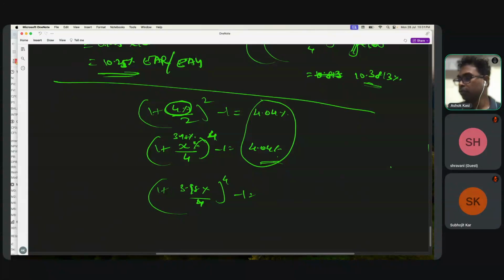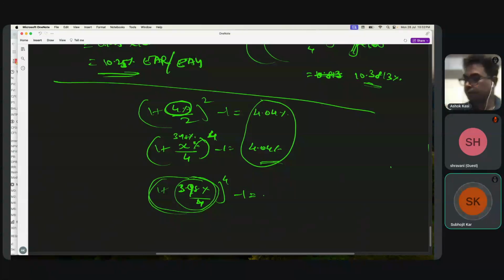Check whether it is reaching 4.04. First you solve 3.98 percentage divided by 4, then plus 1, then raise to 4. Then whatever you get, you do minus 1. Yes, 4.039, so 4.04 percentage.